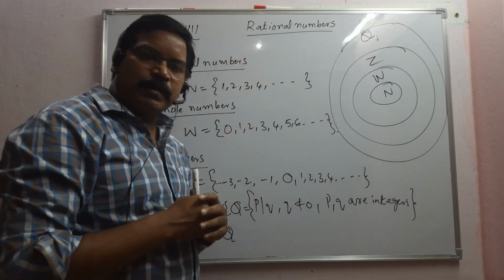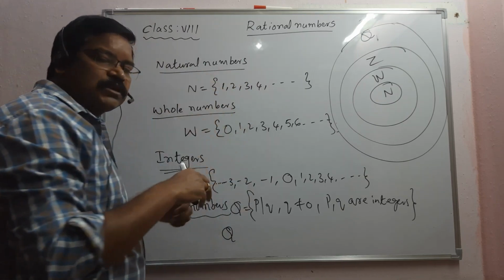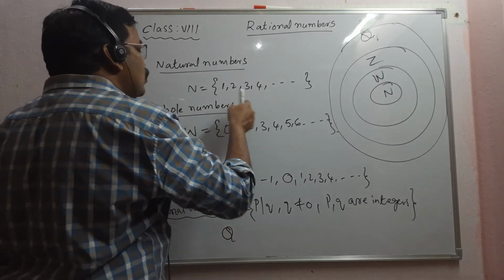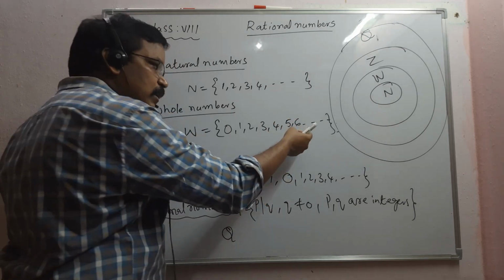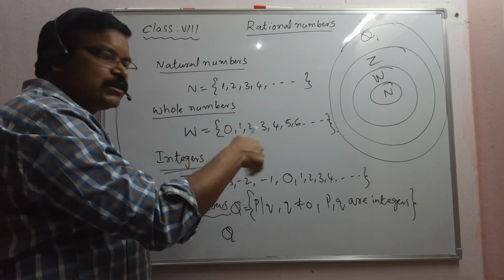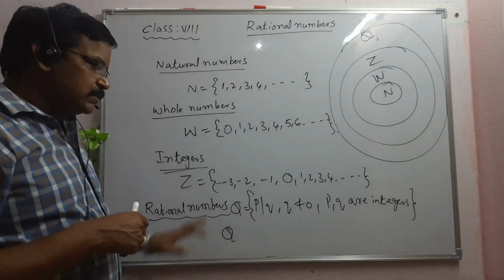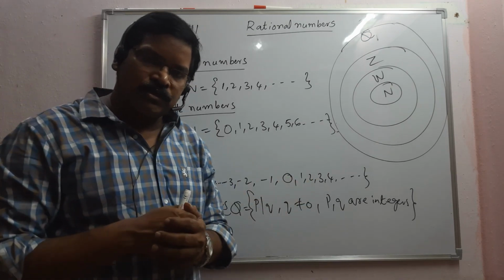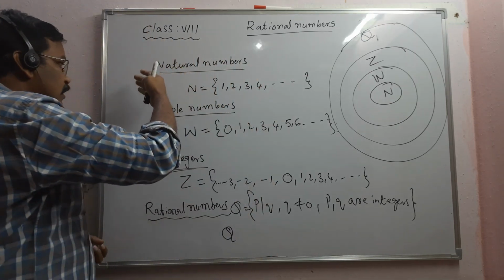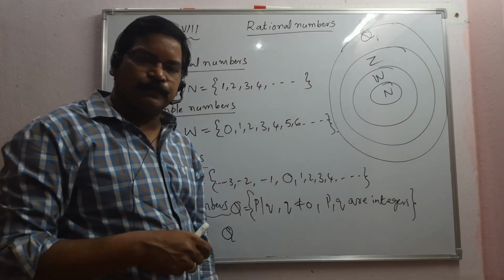See, every natural number can be expressed in the form of p by q. For example, take 4. That 4 can be written as 4 by 1. Similarly, whole numbers are the same. For example, take 5 from whole numbers, so 5 by 1, or take 0, 0 by 1. That 0 by 1 is in the form of p by q. Similarly, the set of integers can also be written in the form of p by q. Therefore, all the natural, whole numbers and integers are also rational numbers.